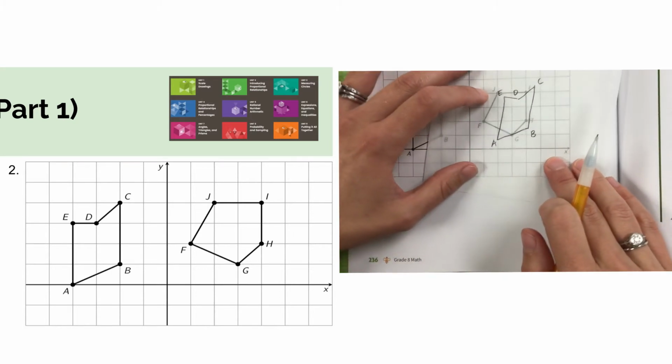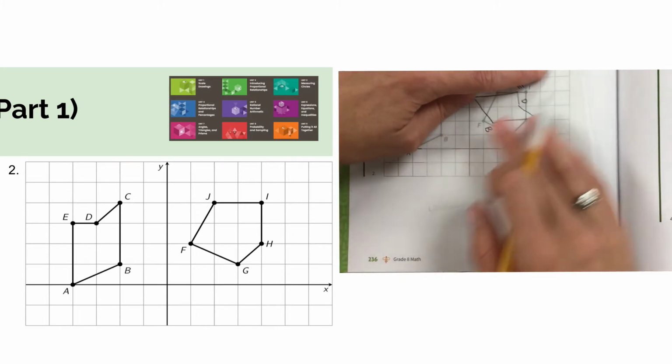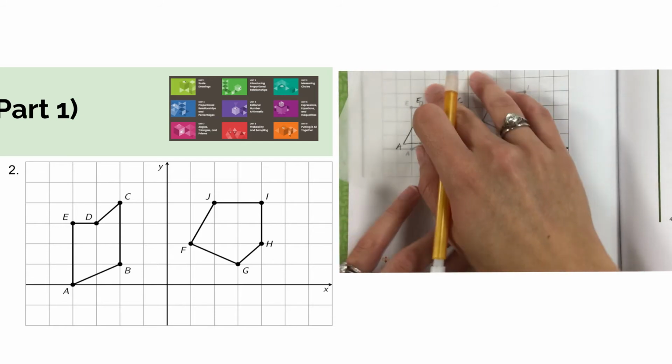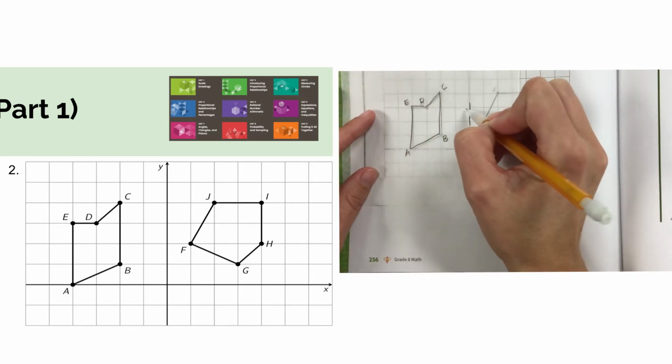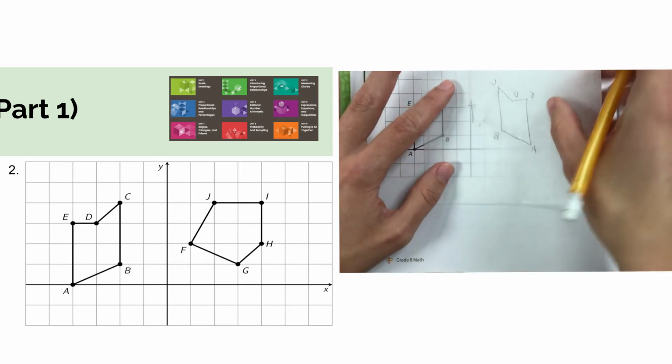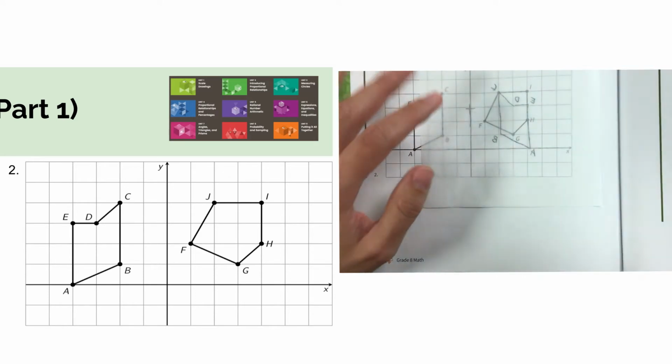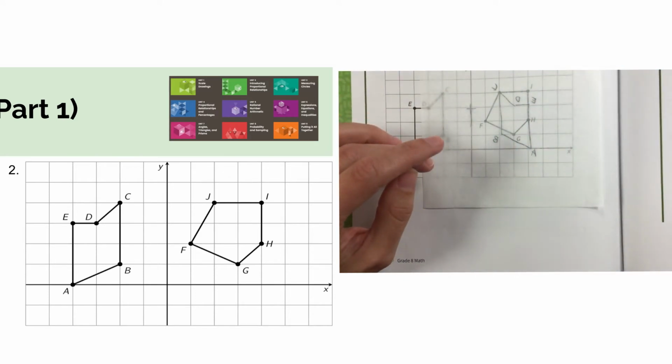Our first figure, ABCDE, we have to translate. Doesn't work, doesn't line up. Rotation, doesn't line up. And lastly, a reflection over that line right there. And yet the figure still does not match. These are not congruent figures.